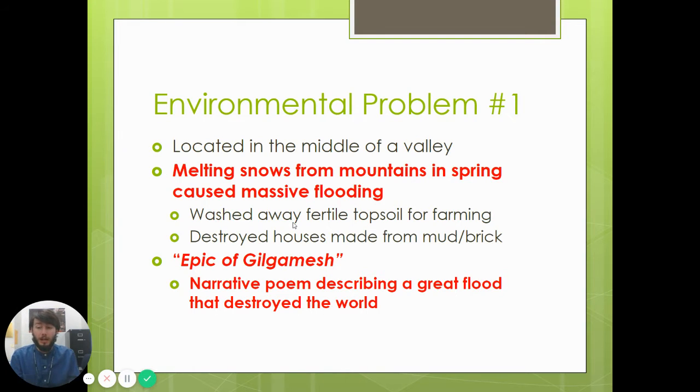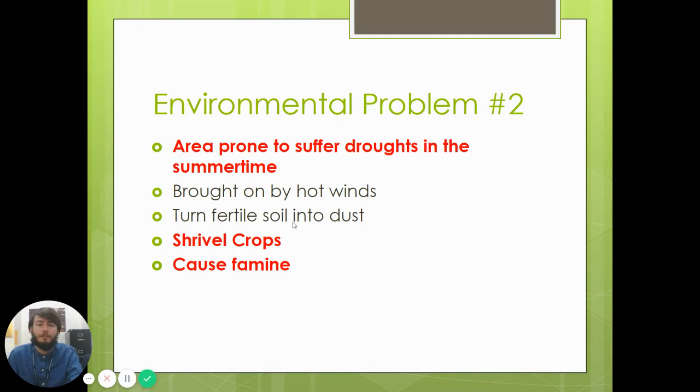So they would take mud and form it in a brick and then lay it out in the sun and let it dry until it was harder. But once it got wet, it would break apart, right? So that's the first problem they would have, is they had big problems with flooding. The next problem was that they were prone to suffer from droughts in the summertime.